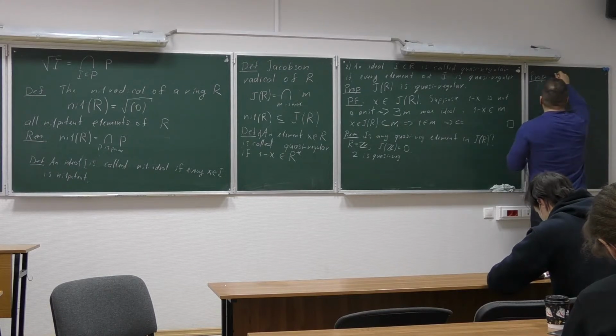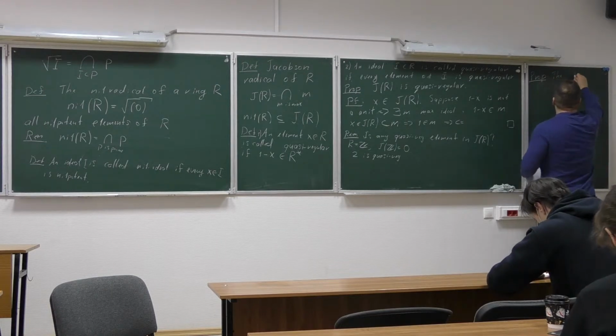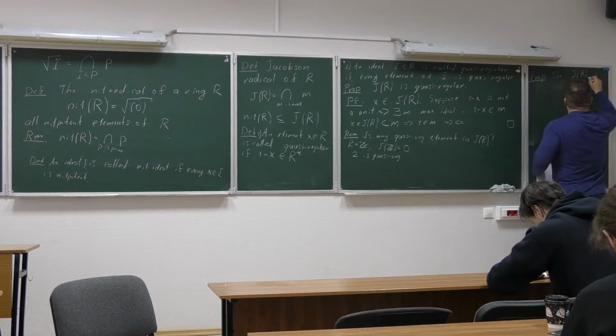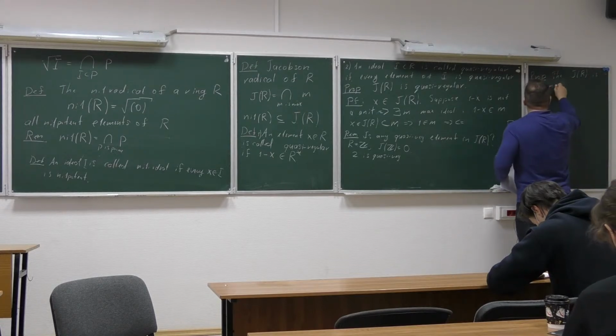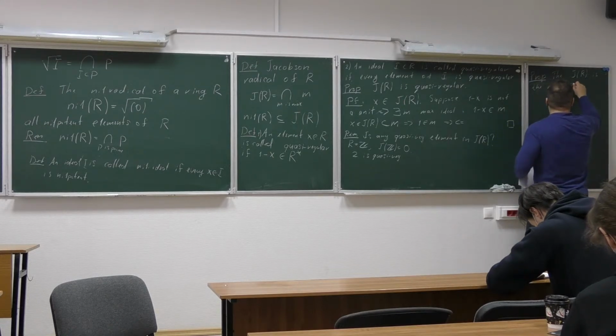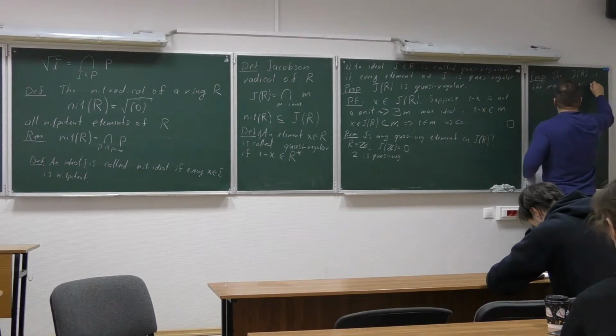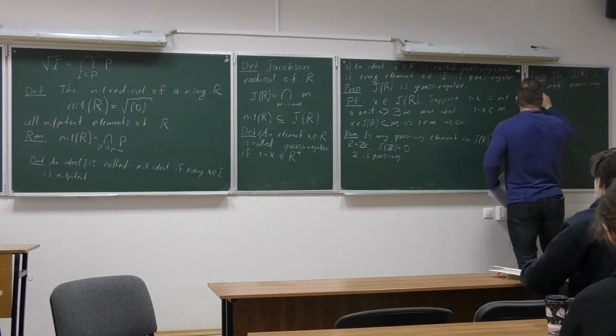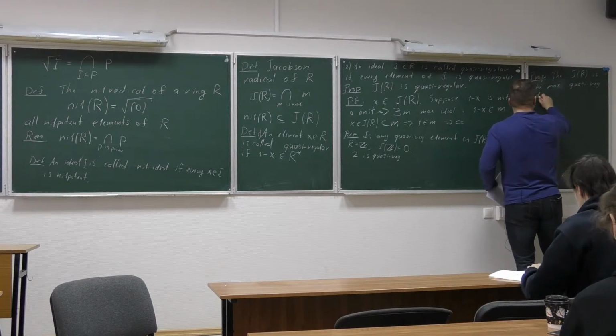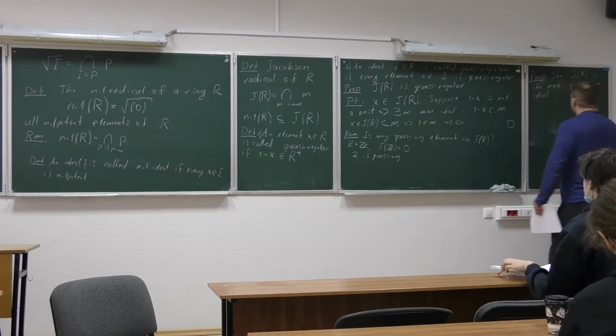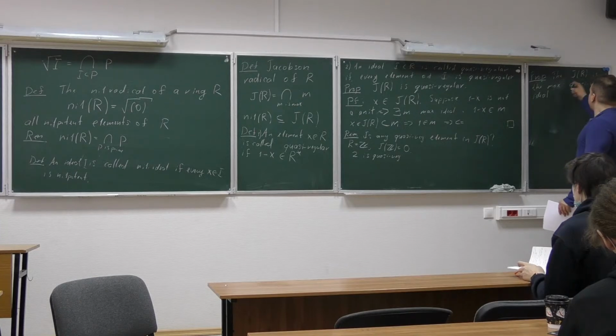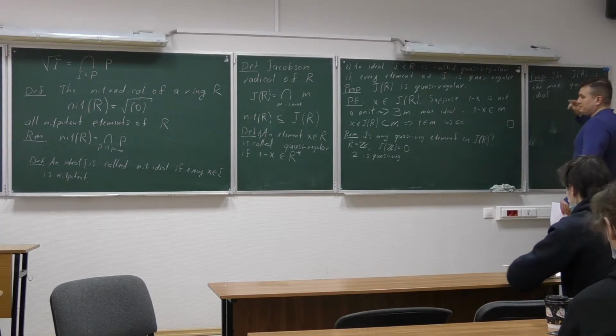So the Jacobson radical is the maximal quasi-regular ideal. So if you take a quasi-regular ideal, it sits inside the Jacobson radical.